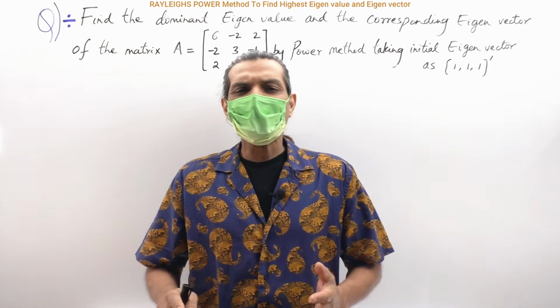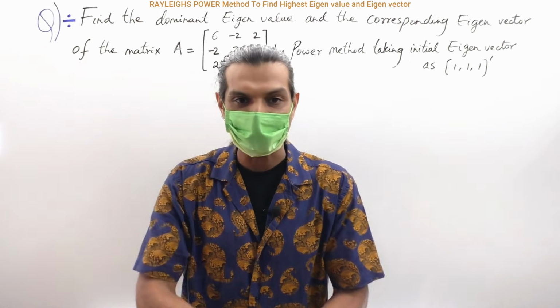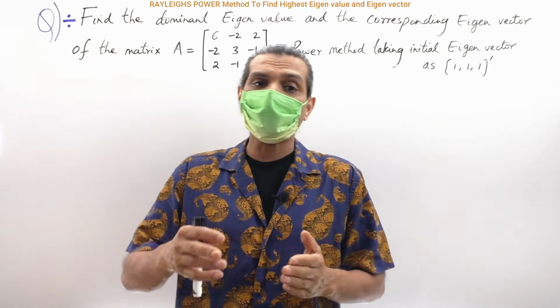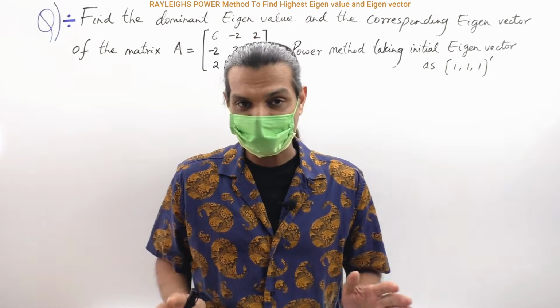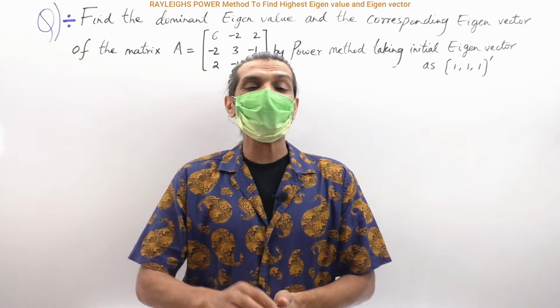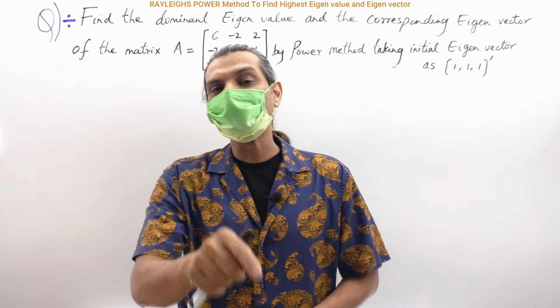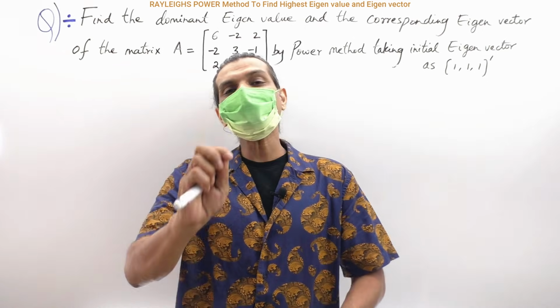Now listen carefully. Rayleigh's Power Method is one of the simplest methods in numerical linear algebra. But I've seen many students spending 30 to 45 minutes or more solving one problem in this method. But you don't take stress. With the shortcut techniques and the structured approach I'm going to teach you, you'll be able to solve the question in just 5 to 6 minutes. Yes, only 5 to 6 minutes.